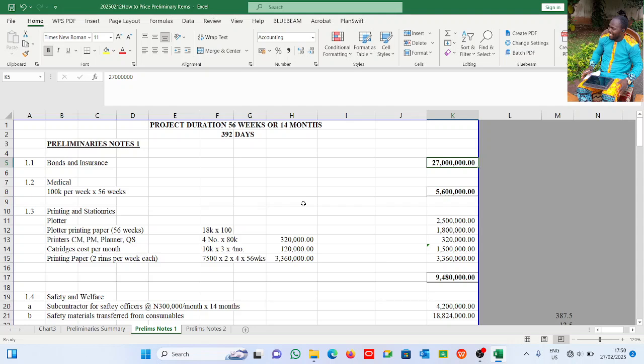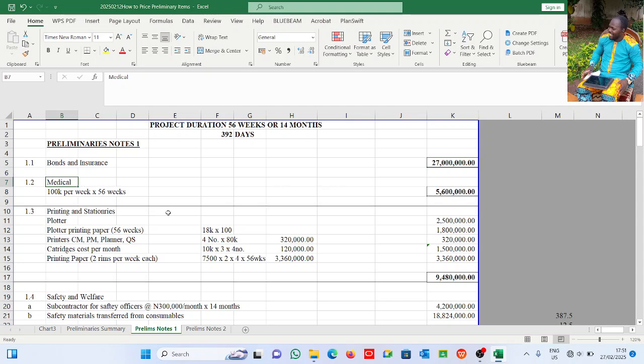Basically it is an agreement between you and the insurance company. Whatever you agree, in this case B2CL in this project agrees 27 million. That is why you see the 27 million. And of course if the project spans beyond the period of time agreed, you have to renew. B2CL will have to renew.